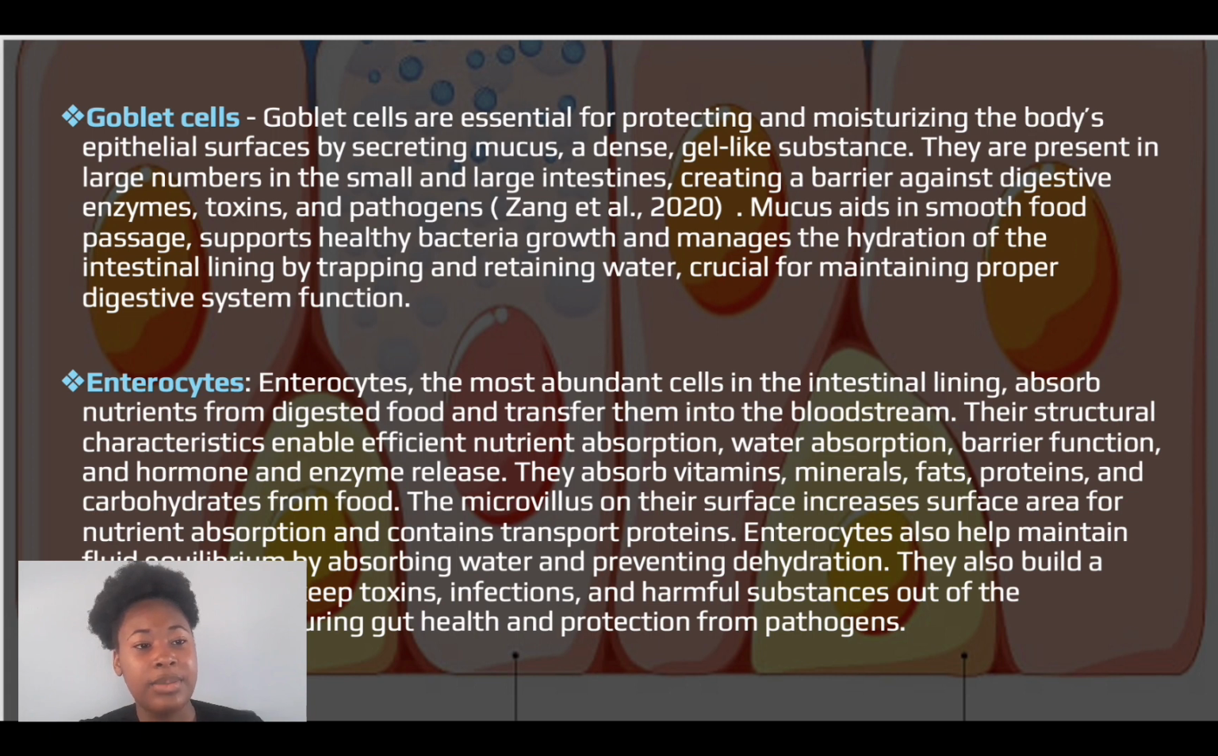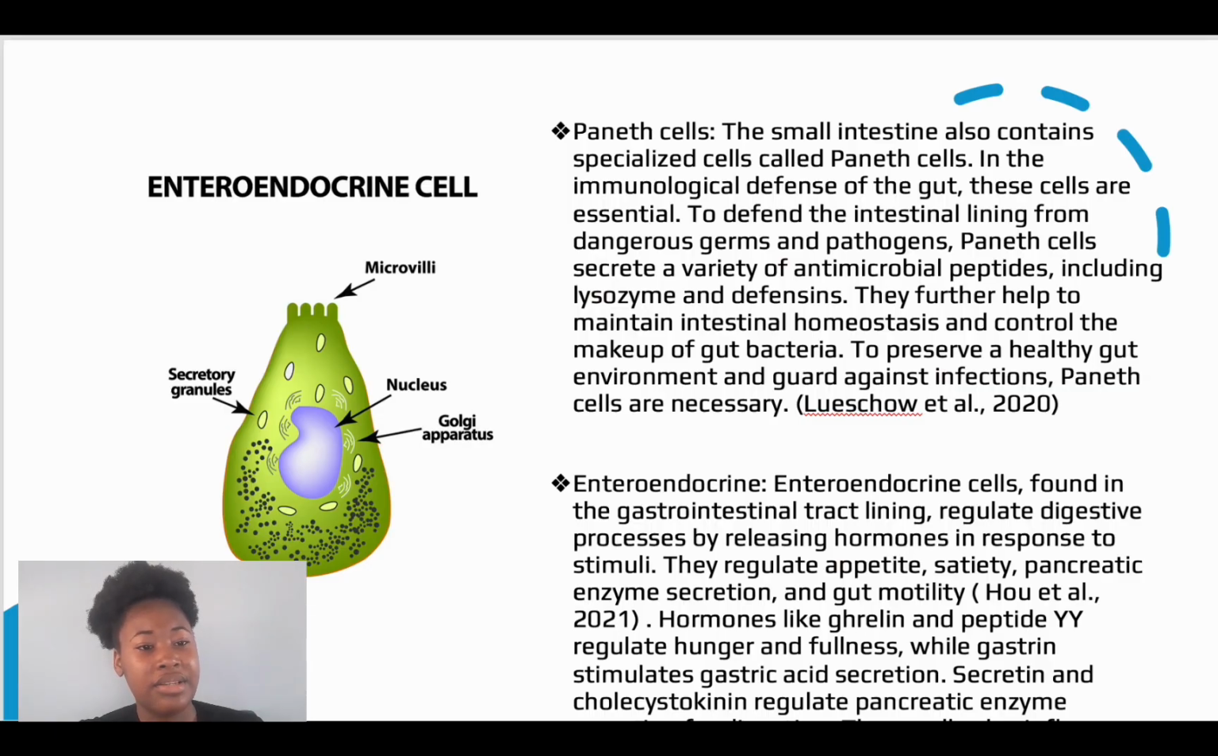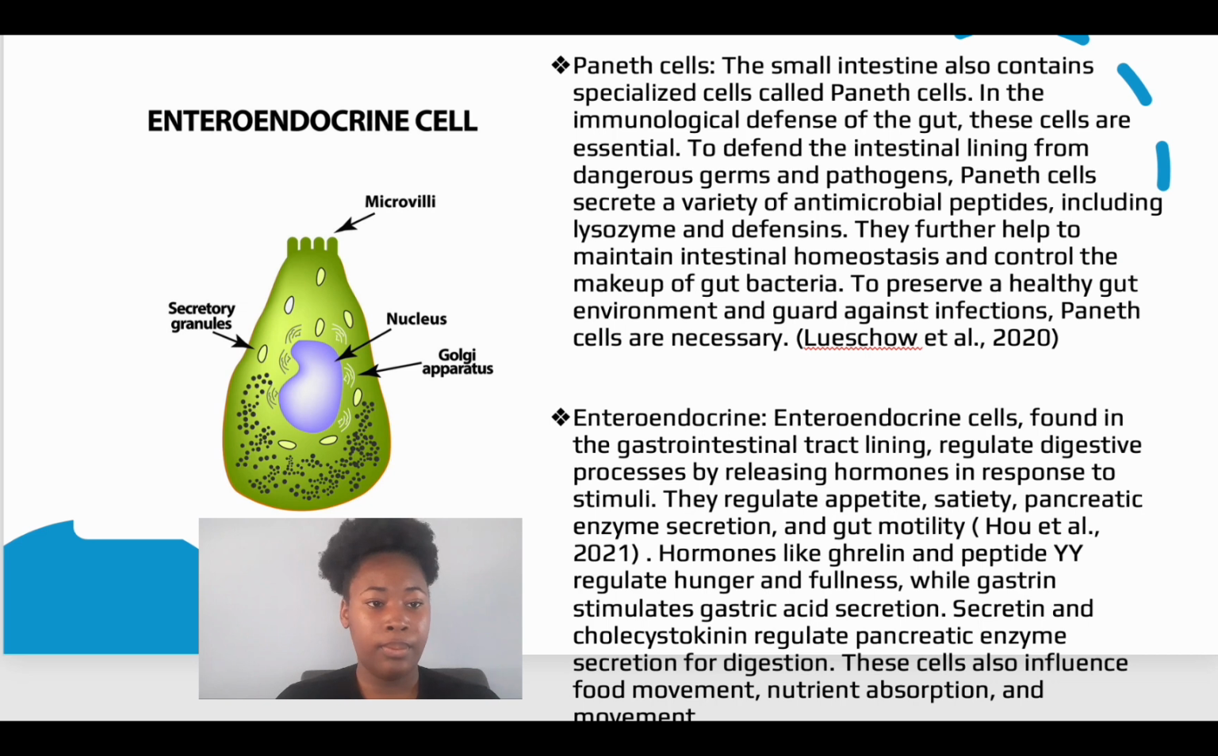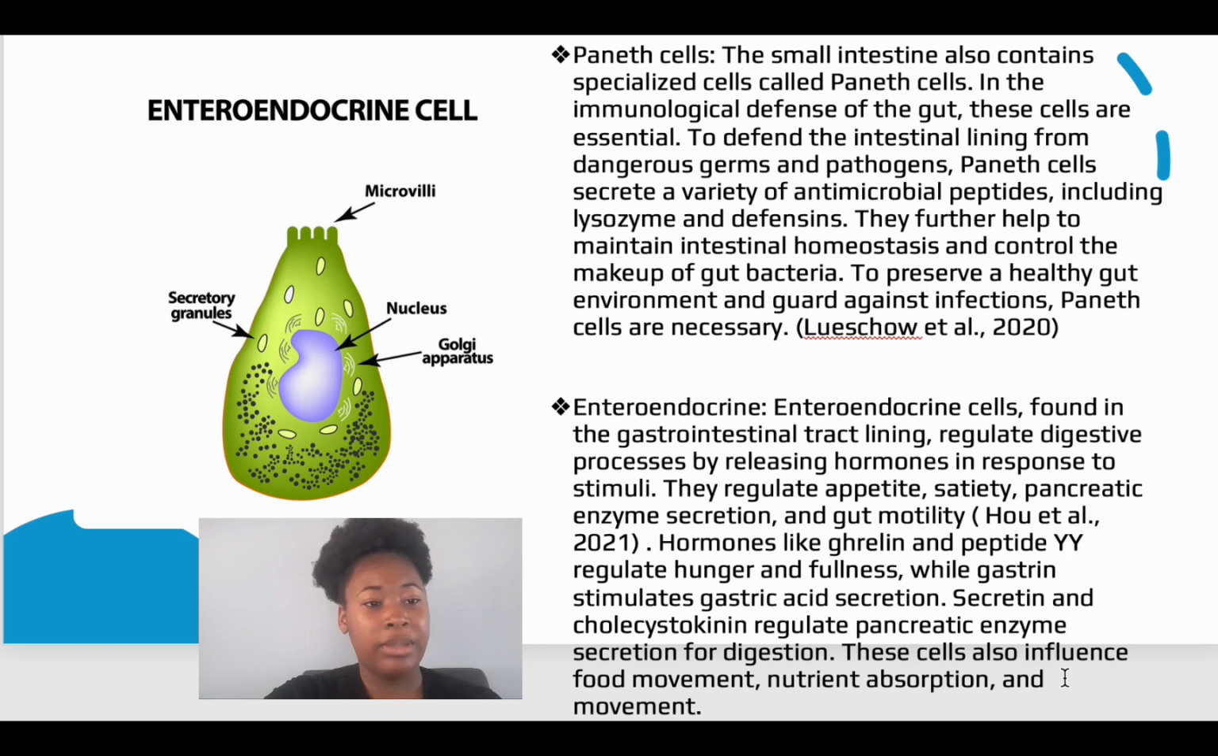Paneth cells. The small intestine also contains specialized cells called Paneth cells. In the immunological defense of the gut, these cells are essential to defend the intestinal lining from dangerous germs and pathogens. Paneth cells secrete a variety of antimicrobial peptides, including lysozyme and defensins. They further help to maintain intestinal homeostasis and control the makeup of gut bacteria. To preserve a healthy gut environment and guard against infections, Paneth cells are necessary.